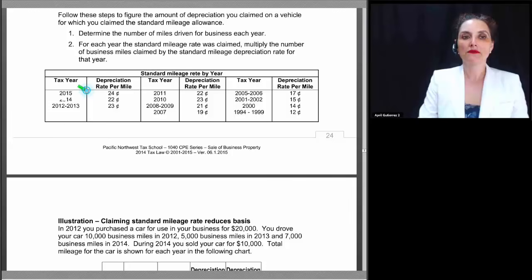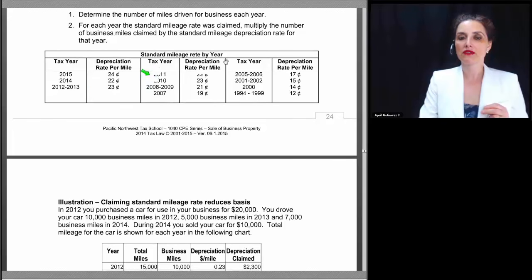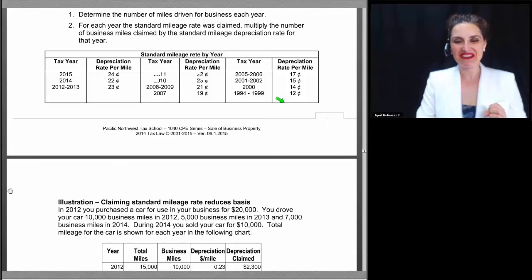For 2015, the portion of the standard mileage rate that is for depreciation is 24 cents a mile. For 2014, it was 22 cents, and then for 2012 through 13, it was 23 cents. 2011, it was 22 cents, and so on. It goes all the way back to 1999 when I first started to track this.